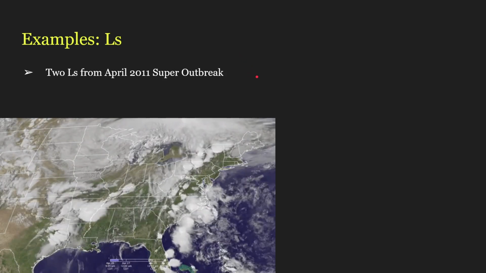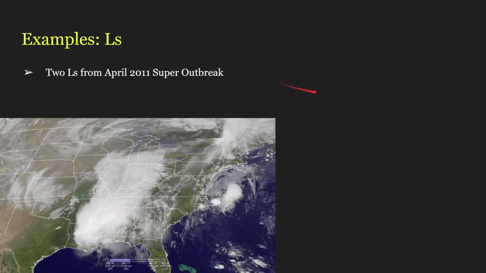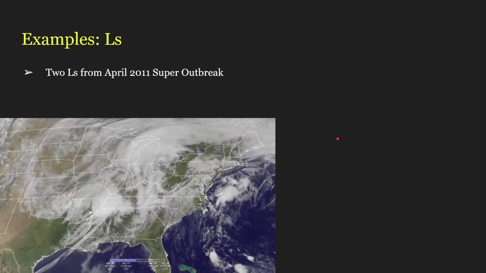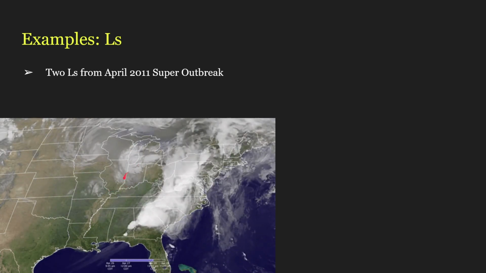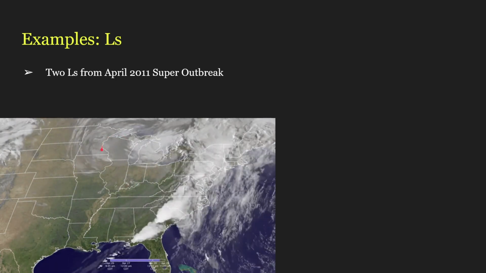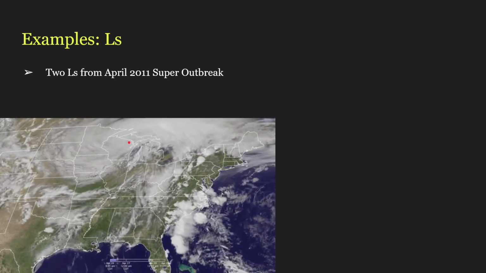An example of low pressures interacting are these two low pressures from the April 2011 super tornado outbreak. This is at the very end here. So you have this one low right here. This other one sweeps up across Illinois. And you see them right around the middle of the Great Lakes start to interact with each other.